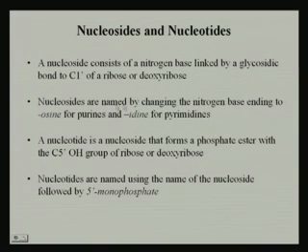Nucleosides are named by changing the nitrogen base ending to -osine for purines and -idine for pyrimidines. The nucleotide is a nucleoside that forms a phosphate ester with the carbon atom number 5 hydroxyl group of ribose or deoxyribose. Nucleotides are named using the name of the nucleoside followed by 5 prime monophosphate.